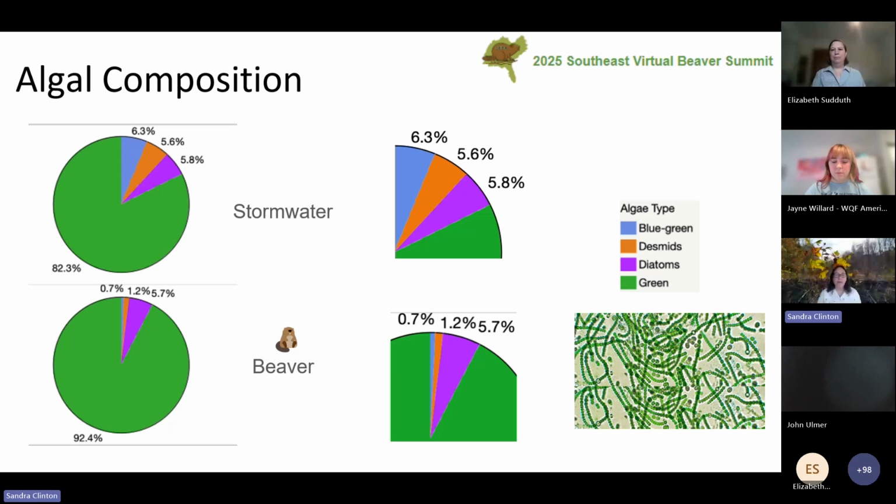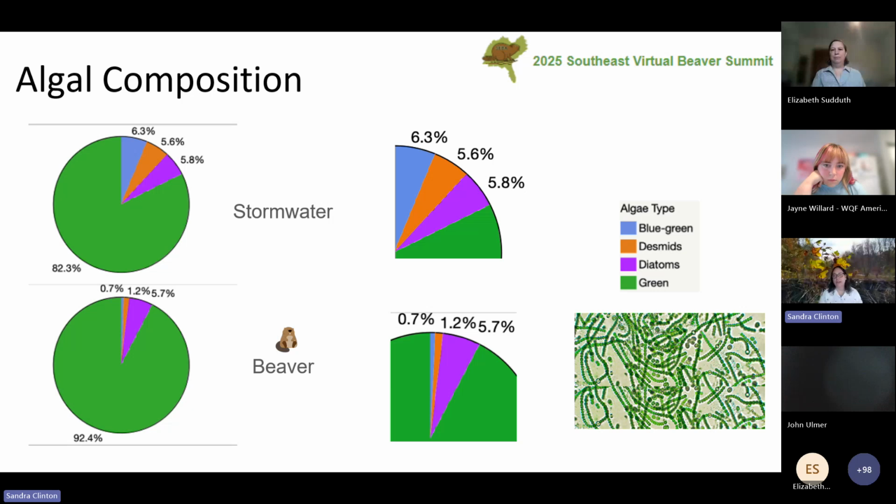So when we look at stormwater and beaver ponds, overall, we see that the algae in both the stormwater and the beaver ponds is mostly green algae. But if you look at this slice, which I've blown up here for you, you can see that a larger fraction of the algae in the stormwater ponds is actually this blue-green algae. And here's an example of blue-green algae.